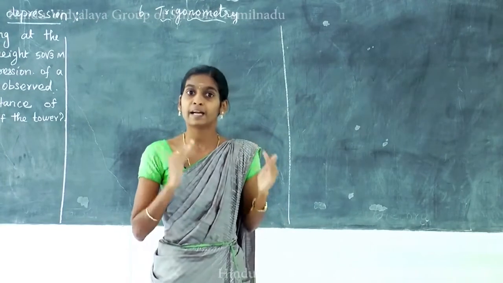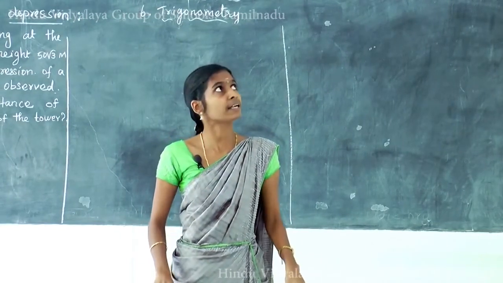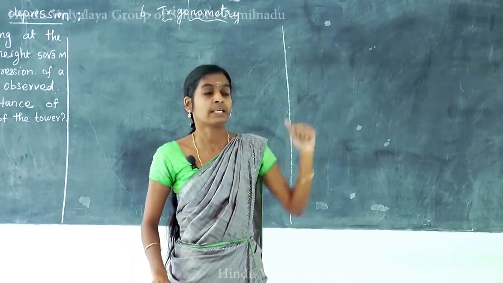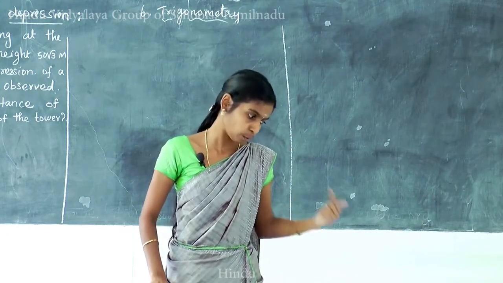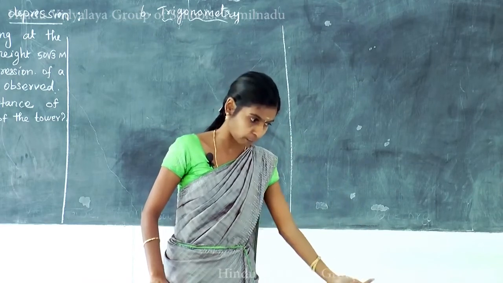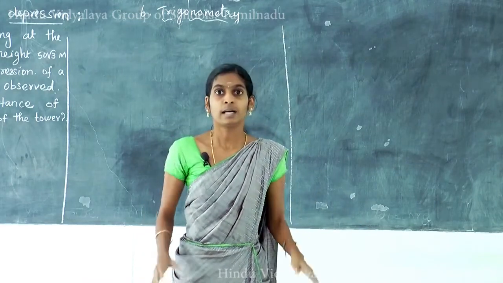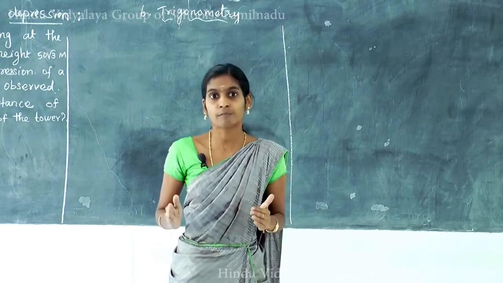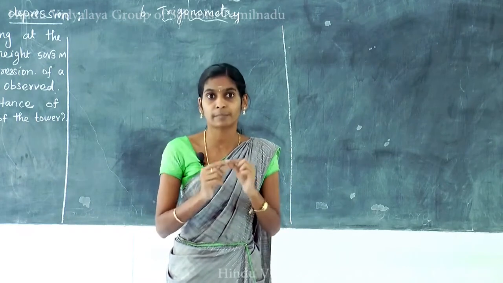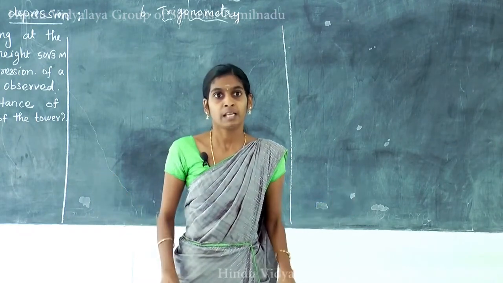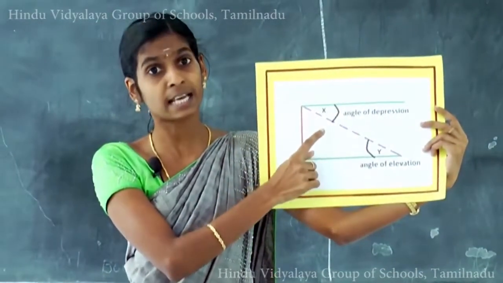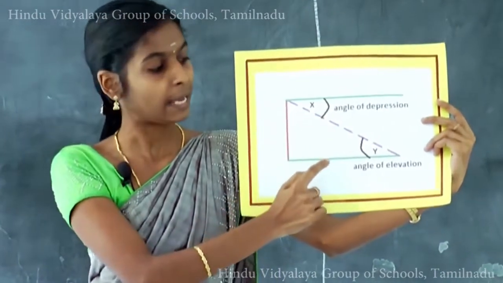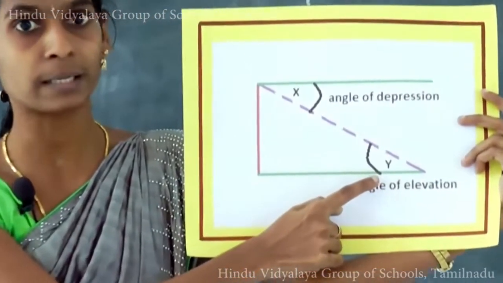So in angle of elevation, we raise our head and look at the object. In angle of depression, we lower our head and look at the object. That is, we are looking down. Okay. So the angle of elevation and the angle of depression are always taken from the horizontal level. Now let's see this diagram. Here x represents angle of depression and y represents angle of elevation.